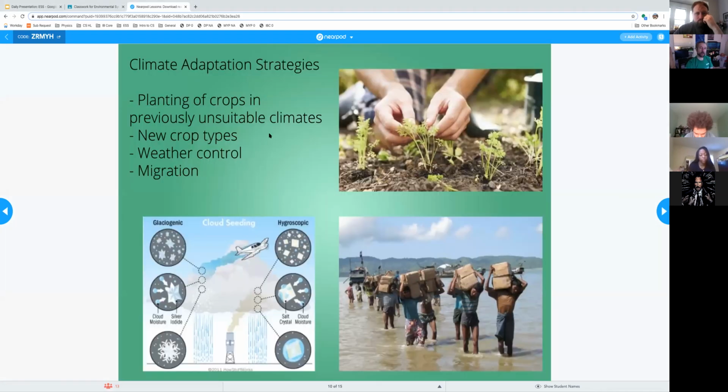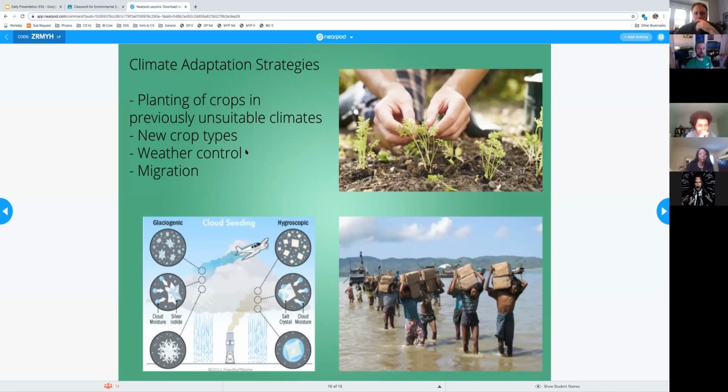More adaptation strategies include planting of crops and new crops in previously unsuitable climates. All right, these look like some carrots. Carrots are not new, but being able to plant maybe carrots and other crops and corn and other stuff in areas of the world that were previously unsuitable because the temperature wasn't right is an avenue that can be explored.